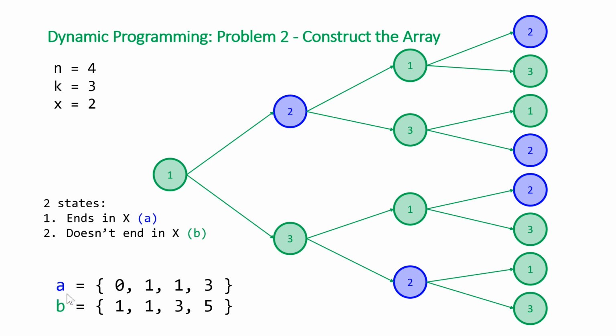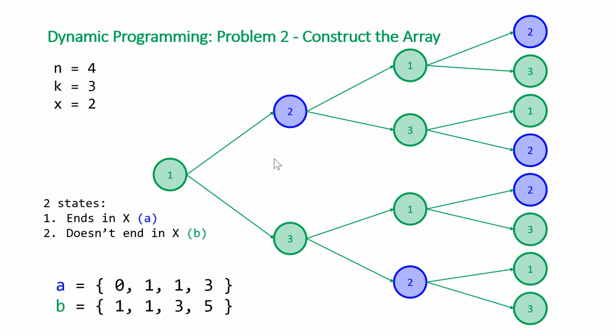So we can see here that we construct our array A, which is just how many valid arrays for each length n do we have. So when n is equal to 1, we don't have any valid arrays because we're assuming that our x value can't be equal to 1. In this example, it's equal to 2, so there's no valid ones.